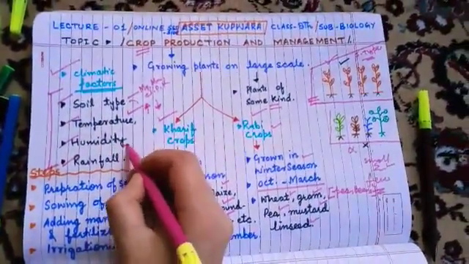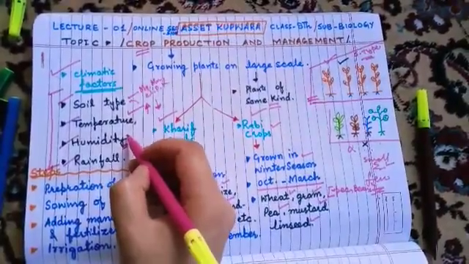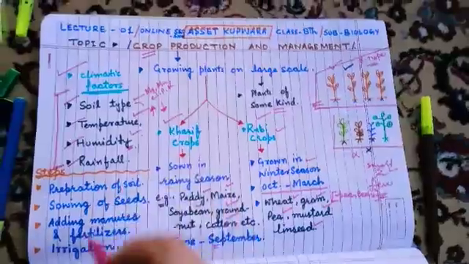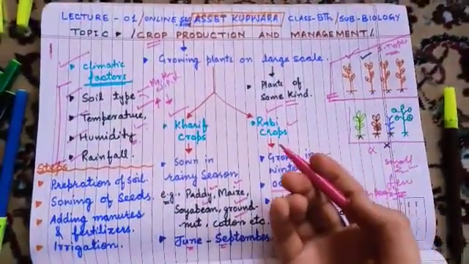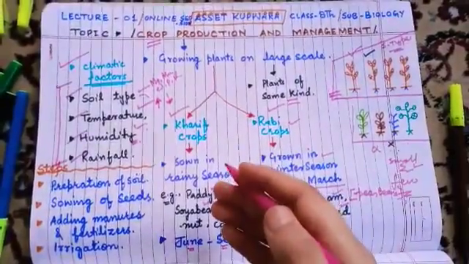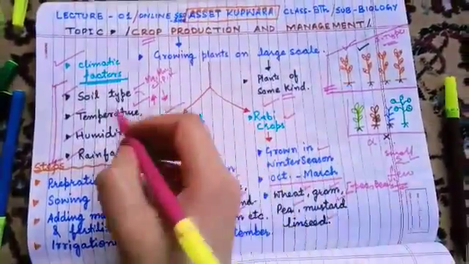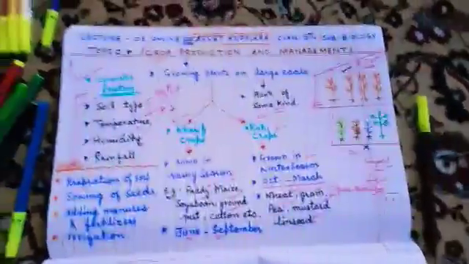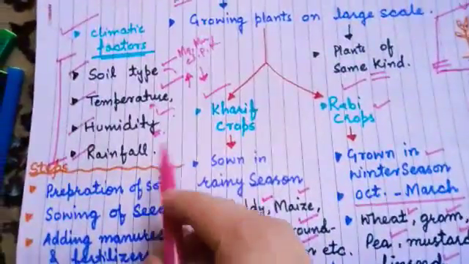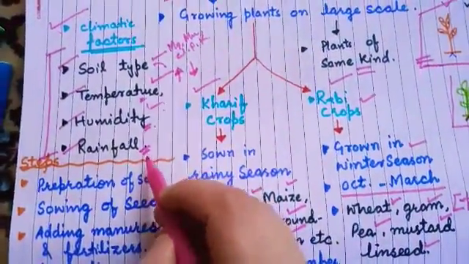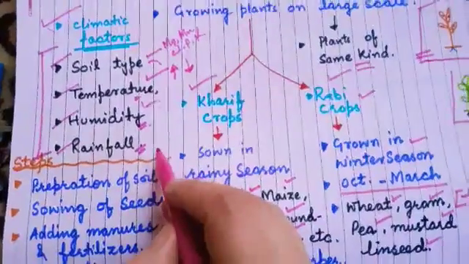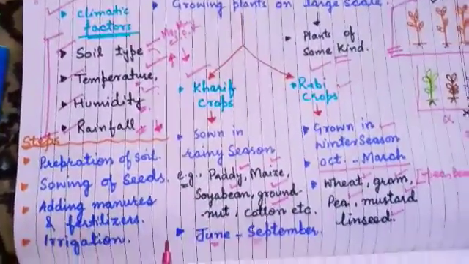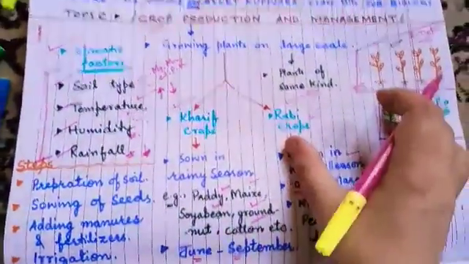These factors should be kept in mind. For example, humidity means the water vapor content in the air, and humidity also affects crop production. Whether the humidity is low or high depends on the temperature. When temperature is high, generally humidity is high, and when temperature is low, humidity is low. And now rainfall is also a main factor. Some crops need more rain, some crops need less rain, and it also affects plant growth.